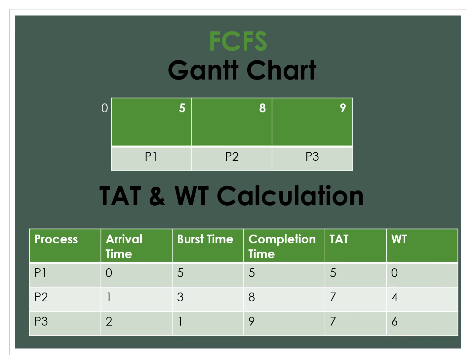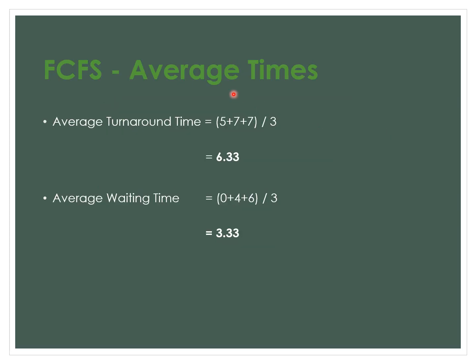So based on that, we calculate the average turnaround time and average waiting time. Average turnaround time means the summation of all process turnaround times divided by the number of processes. So 5 plus 7 plus 7 divided by 3, the value is 6.33. And average waiting time is the summation of all process waiting times divided by the number of processes.